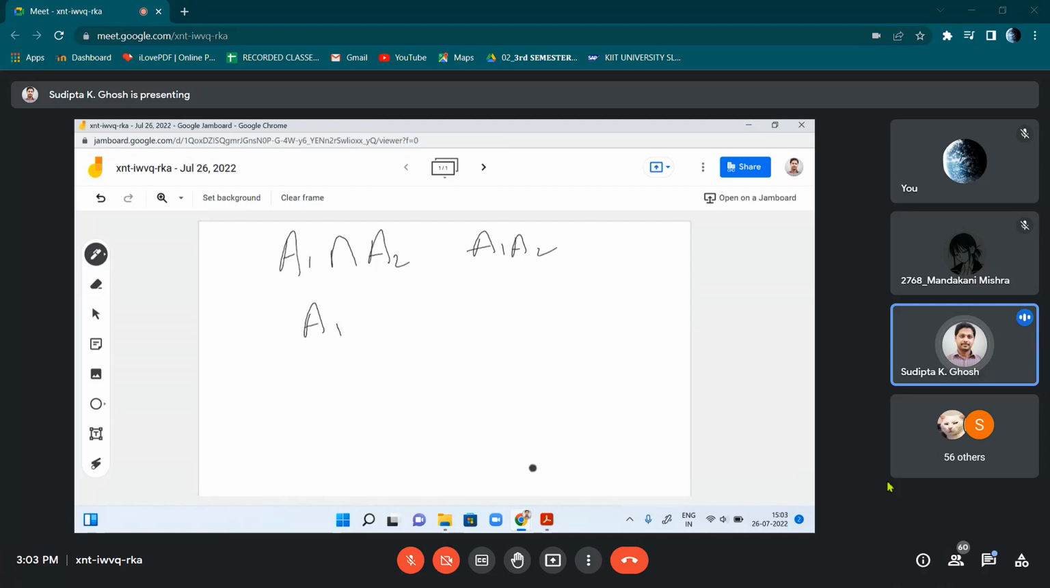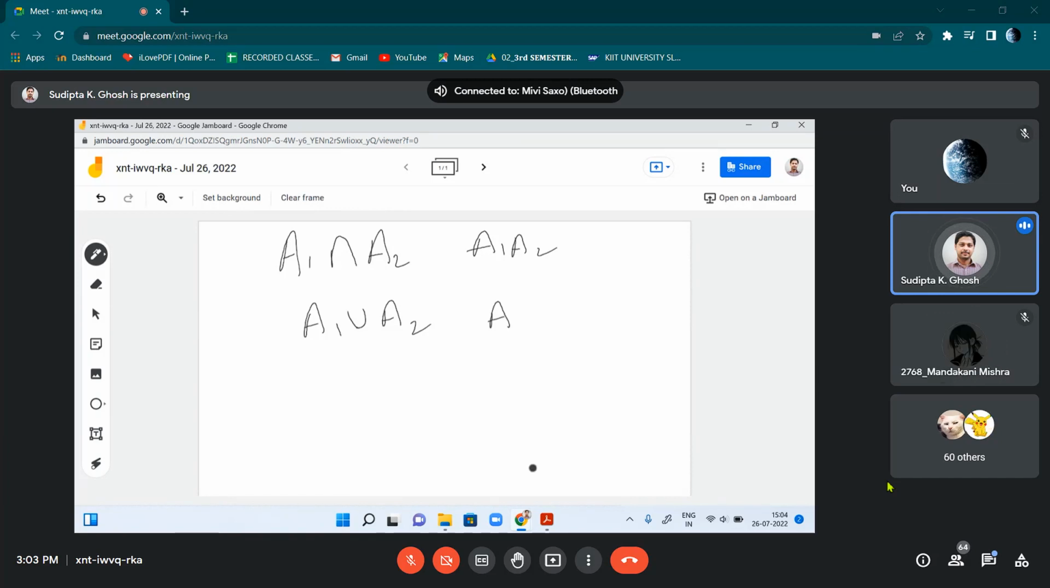Whenever we are writing A1 union A2, that means we are saying that either event A1 is happening or A2 is happening. Symbolically, we write it as A1 plus A2. Fine. Now I am giving one example.